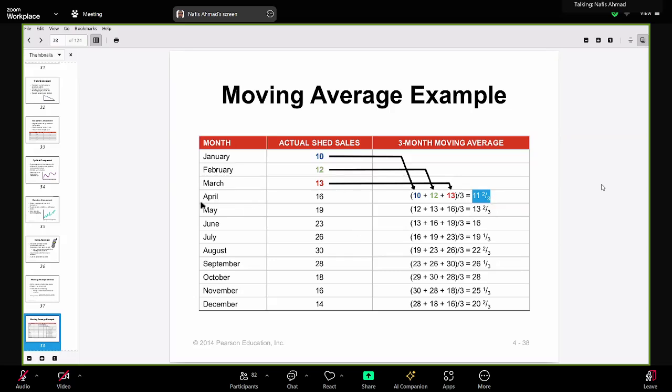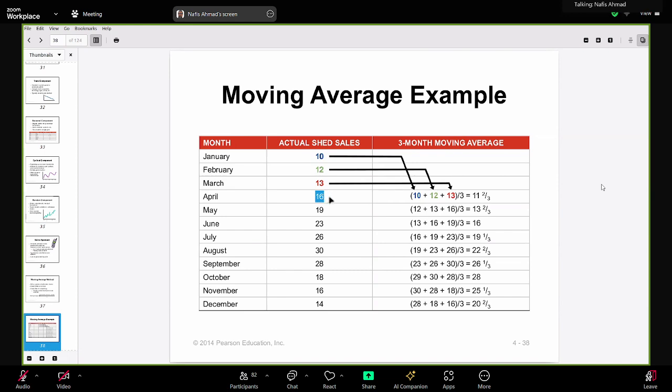Say for example, demand for April, and these are the actual sales quantities. We want to forecast the demand in April. So demand for April is the arithmetic mean of these 10, 12, and 13. It is 11 to 13. We cannot go beyond this point if we do not know the demand of April.